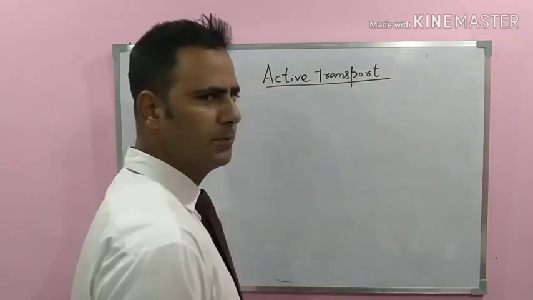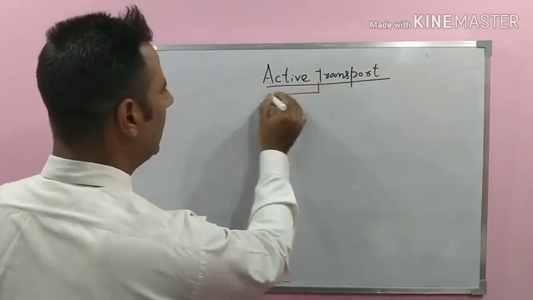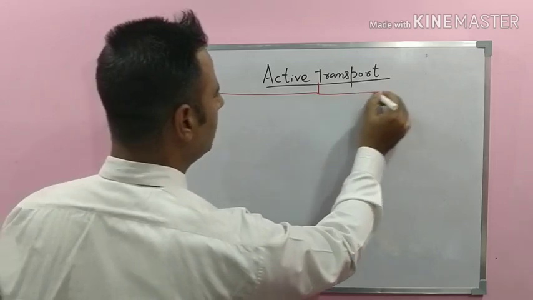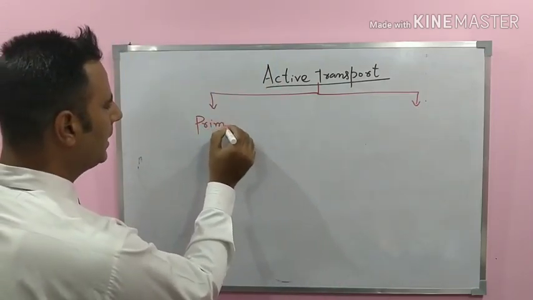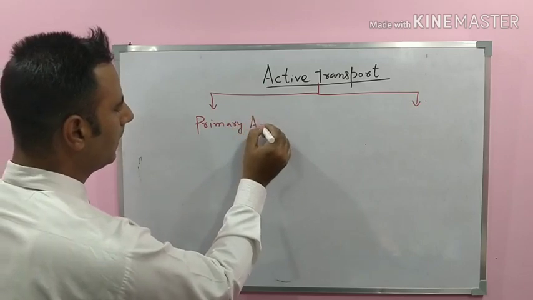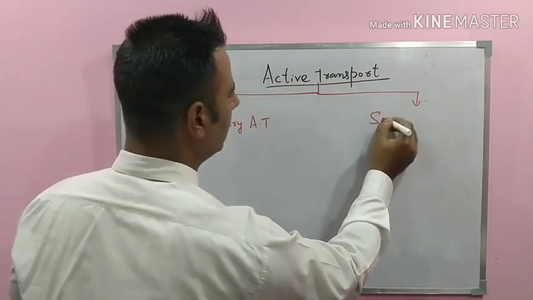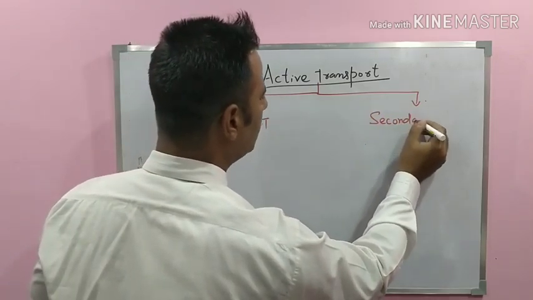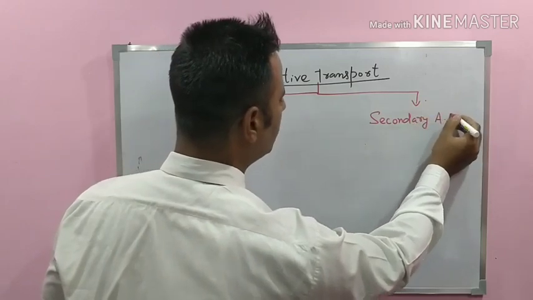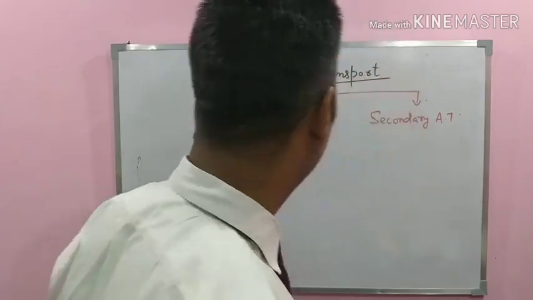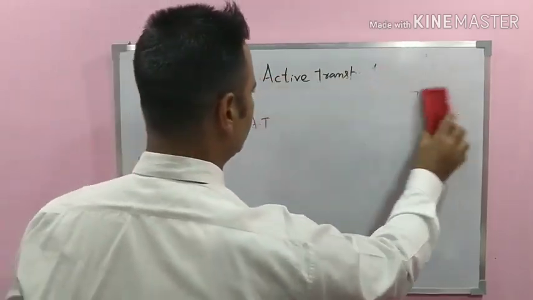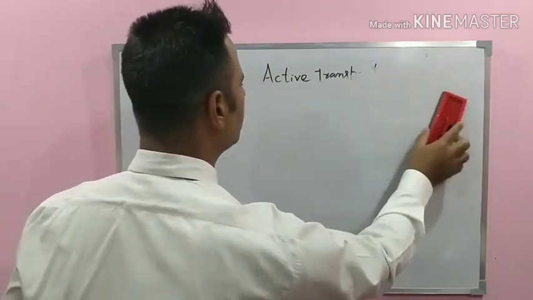This active transport is basically of two types. Broadly, it is divided into two types. One is the primary active transport, and second is the secondary active transport. Let us see what this primary active transport is.